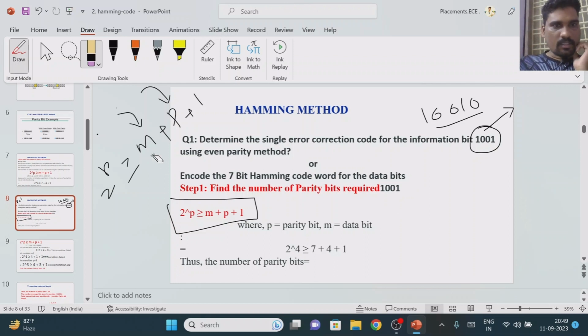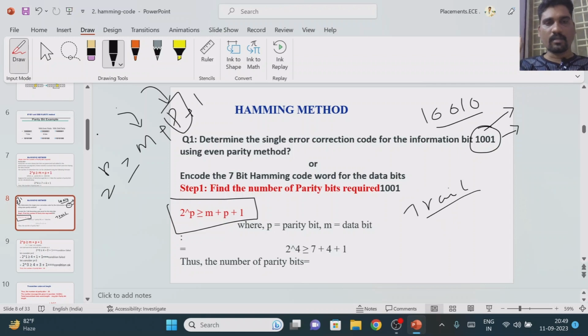If you observe here, we only have the message bit value, right? We know the message bit value is 4, but we don't know the parity bit value. That we need to find out, right? How to find out how many parity bits are required? By using the trial and error method, we are going to identify how many parity bits are required.